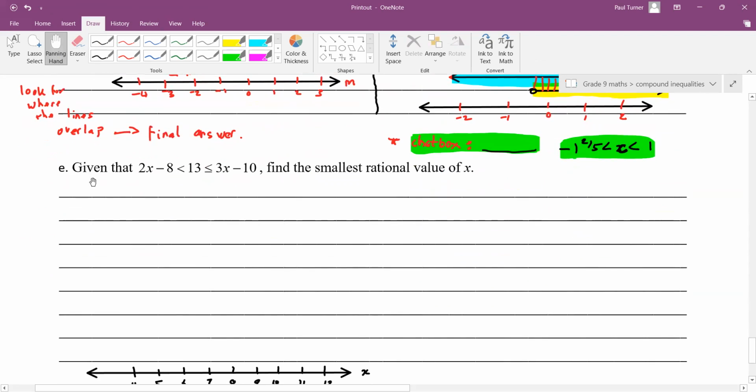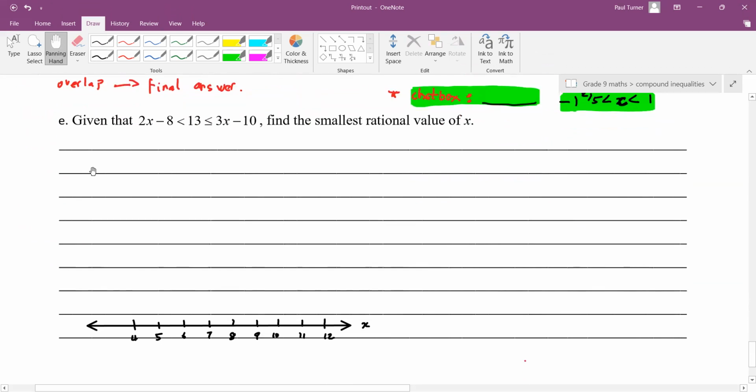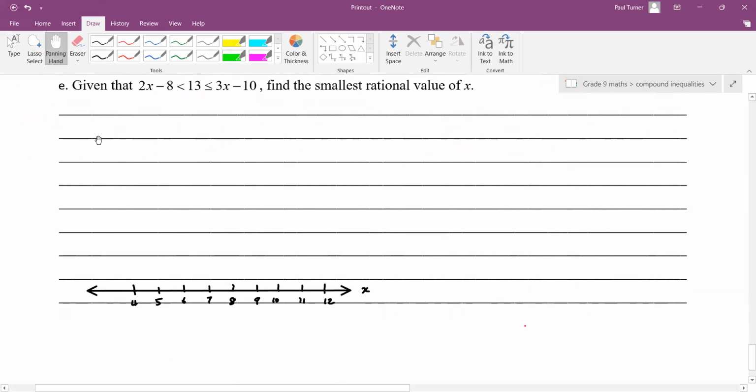So let's look at question E. Now this is the last one. And I've put the number line down because I know roughly what's going to happen with my working. Given that 2x minus 8 is less than 13, which is less than or equal to 3x minus 10, find the smallest rational value of x.